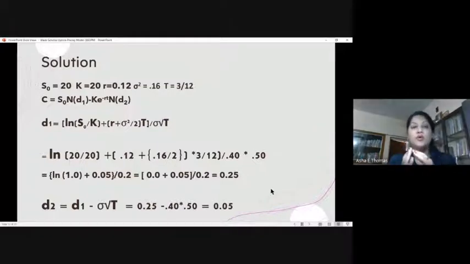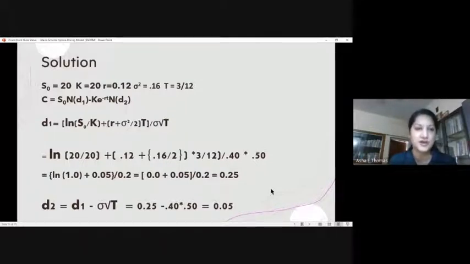Now, what we would be doing is the computation of the call option. Assuming that our question is an open-ended question, we are supposed to calculate both the price for call as well as put. Okay, so let's do the call.